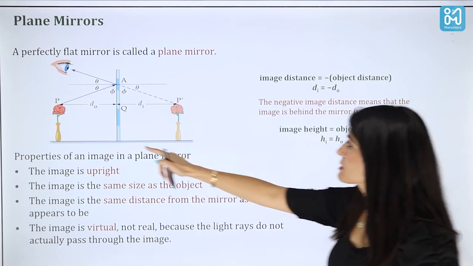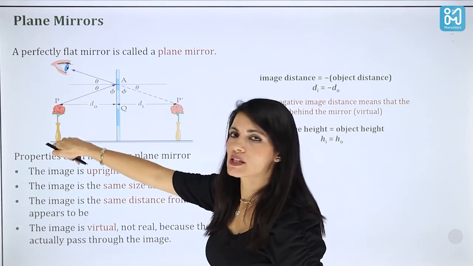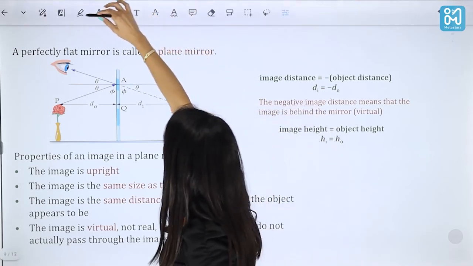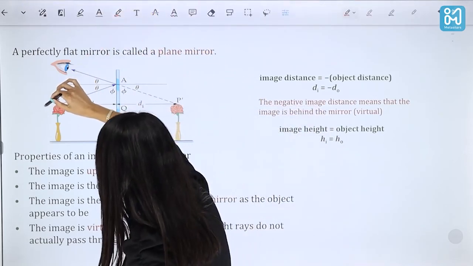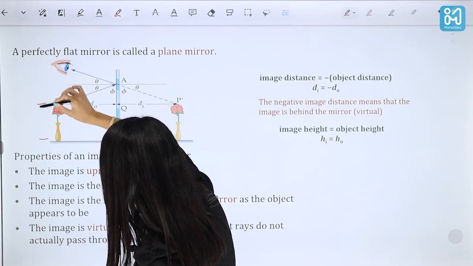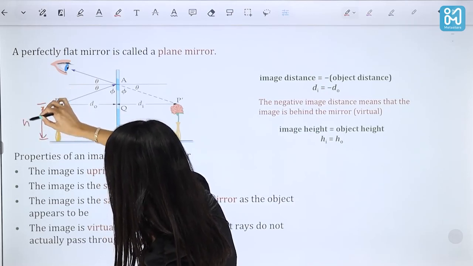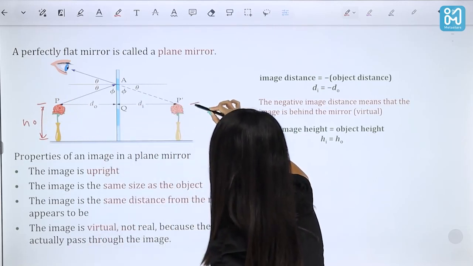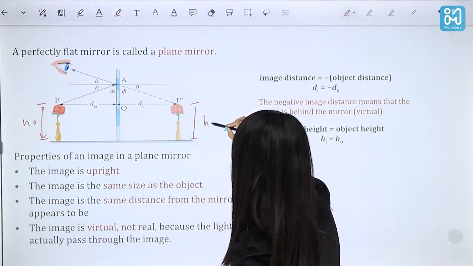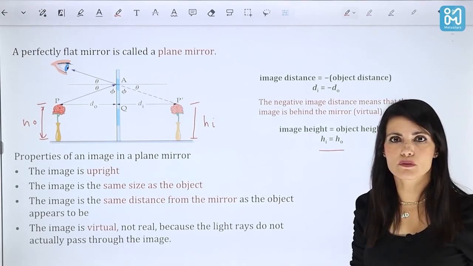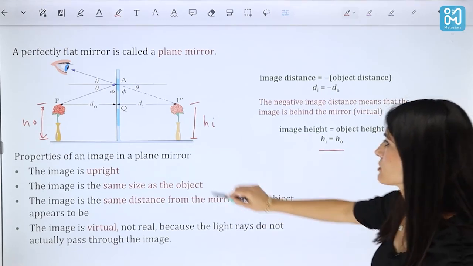The image height: we refer to the height of the object as HO, and we refer to the height of the image as HI. And they are equal here, as you can see. Height of image is equal to height of object.